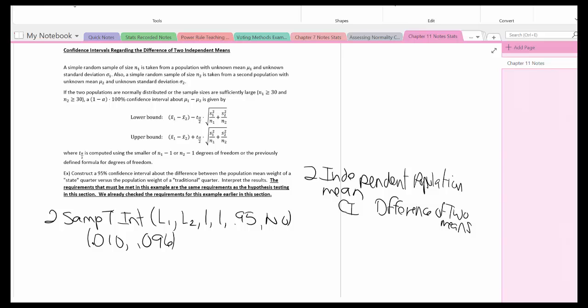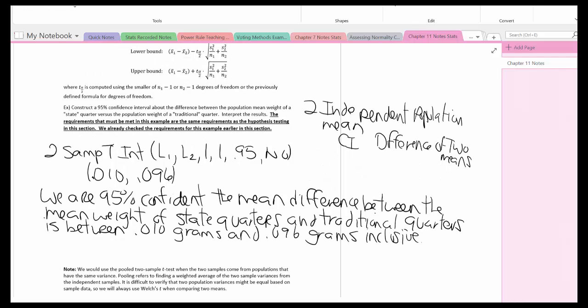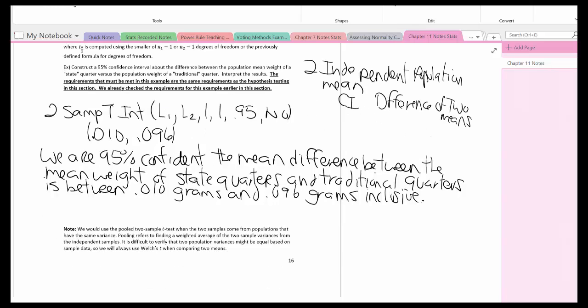So let's interpret the results. I'm going to write that down now. We are 95% confident the mean difference between the mean weight of state quarters and traditional quarters is between 0.010 grams and 0.96 grams, inclusive. So if it's just asking about the interpretation and it's not testing, then this would be okay.